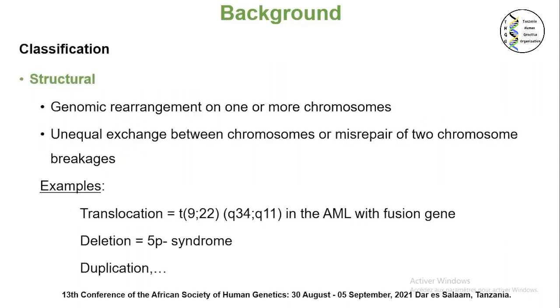The structural abnormalities are genomic rearrangements on one or more chromosomes. They result from an unequal exchange between chromosomes or misrepair of true chromosome breakage, leading to different types of abnormalities like translocation. We have, for example, the translocation between chromosomes 9 and 22 in the acute myeloid leukemia with fusion genes. We also have deletions, for example, 5p- syndrome, duplication, and more.